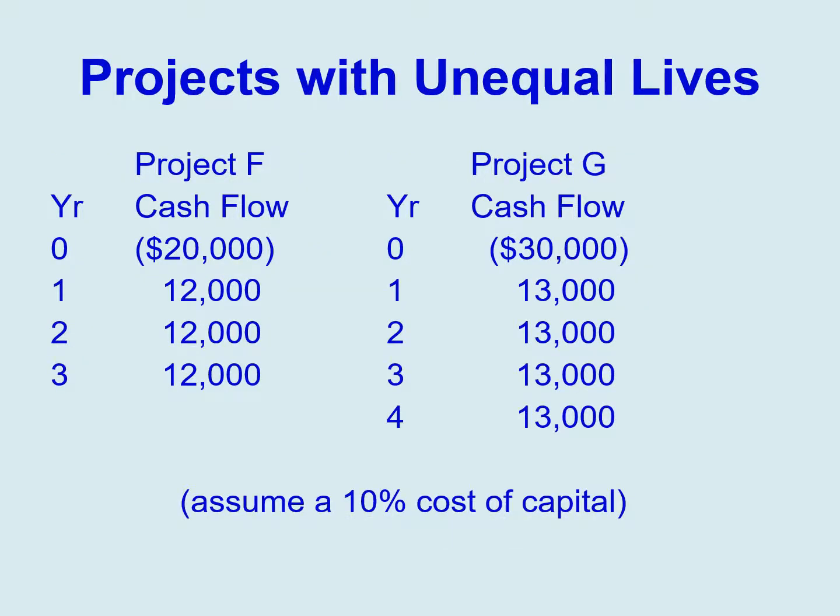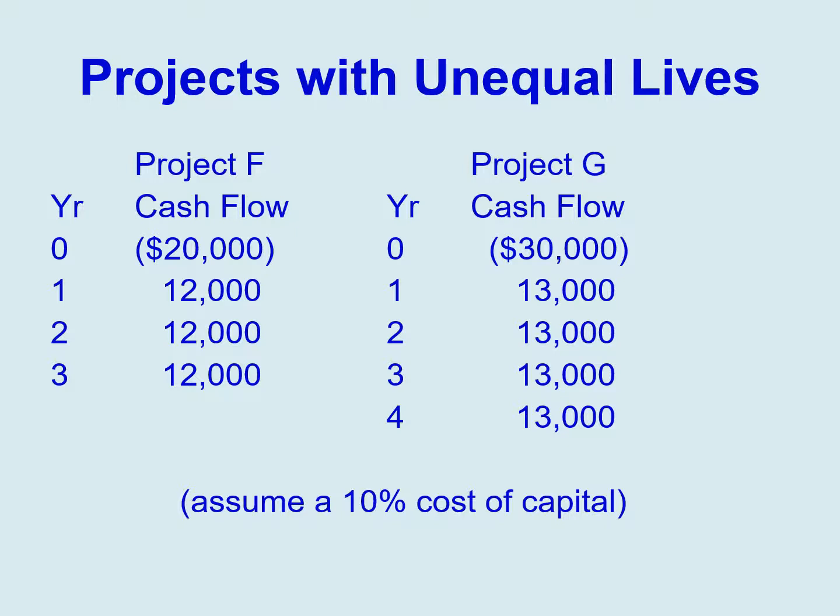Now what I want to do is talk about what happens when we have projects that have unequal lives. Okay, so here I've got 2 projects, Project F and Project G. Project F costs $20,000 and gives us $12,000 a year for 3 years as our benefit. Project G costs $30,000 today and gives us $13,000 a year for 4 years. And we'll assume a 10% cost of capital. Can we just calculate the net present values of these 2 projects and compare them? The answer would be yes if you can't reinvest in either of the 2 projects.